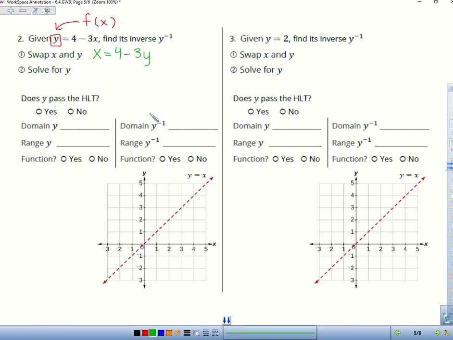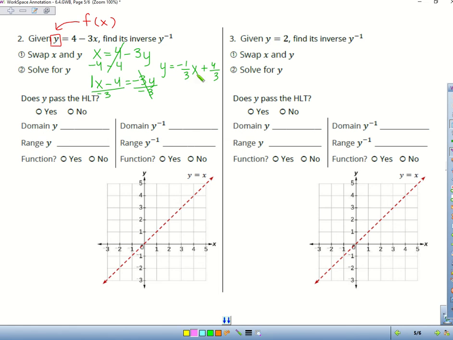So now from here, I'm going to solve for my new y. I'm going to subtract 4 on both sides. And then lastly, to completely solve for y, I'm going to divide both sides by the -3. That's going to give me y equals -1/3 x plus 4/3, because there's an implied 1 in front of that x, of course. And that's going to be my inverse. We just found the inverse. Once you've identified that it's the inverse, you're going to put that -1 notation on it, just like that. So we've just come up with the function's inverse.